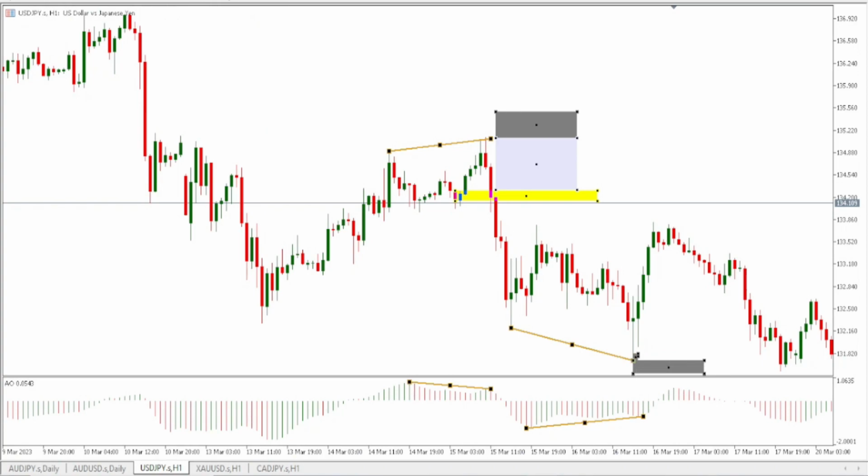Next up, we need to identify our entry. As we mark out, our entry should be the previous candle at the immediate high of the formation of the divergence strategy, which is this yellow zone right here.